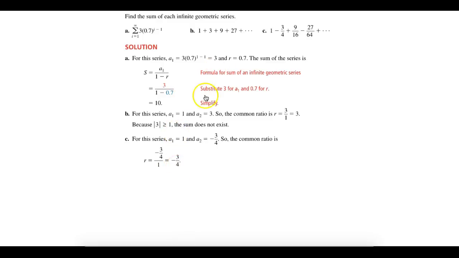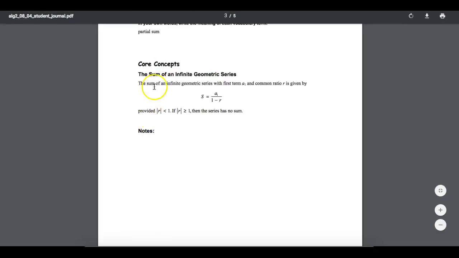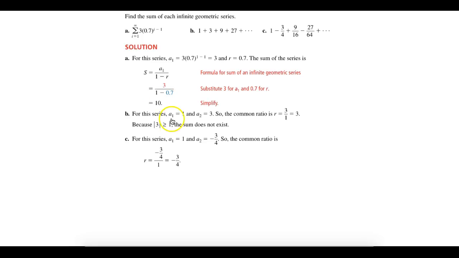But remember, the way we find our ratio is we have to see if the absolute value is less than 1. If we go ahead and plug that in, we get that the absolute value of negative 3/4 is less than 1. So we can go ahead and find the sum. Again, write our general rule. So A1 over 1 minus R. In this case, R is negative 3/4. A1 is 1. This is very simple.